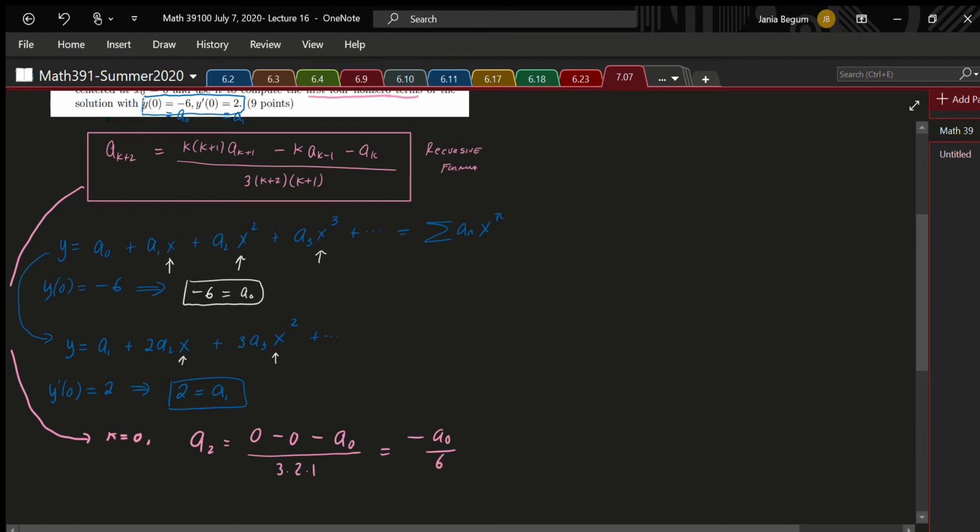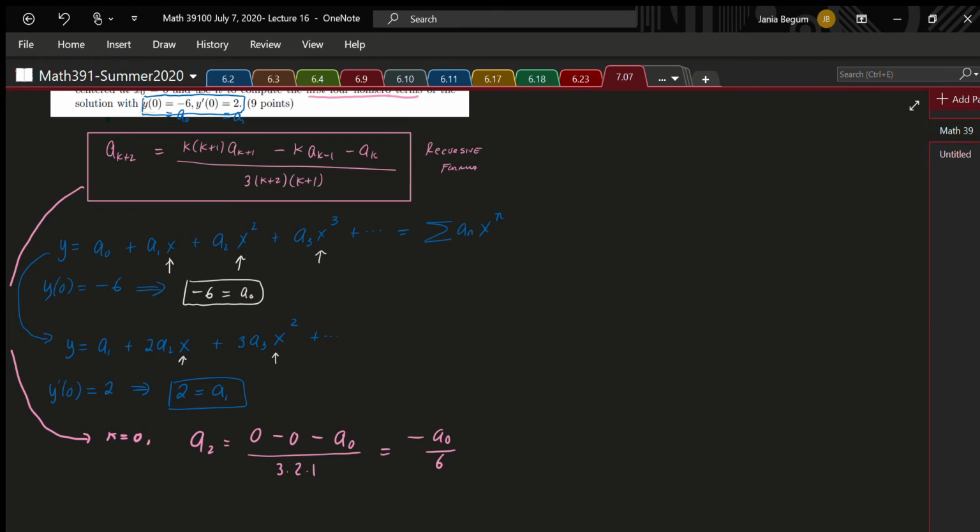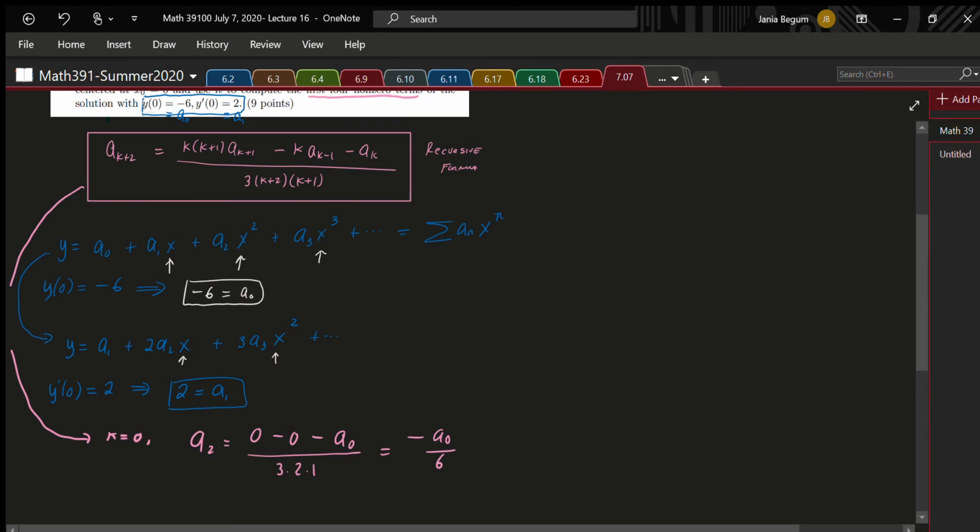Well, since we know the value for A0 because it's an initial value problem, we can substitute what A0 is. But if we didn't have that, you'll leave it as A0, just like we did last time. So I'm going to sub in what A0 is, that's negative 6. So we have 6 over 6, that's 1. So A2 is going to be 1. So we have 3 non-zero terms. We're going to go for one more.